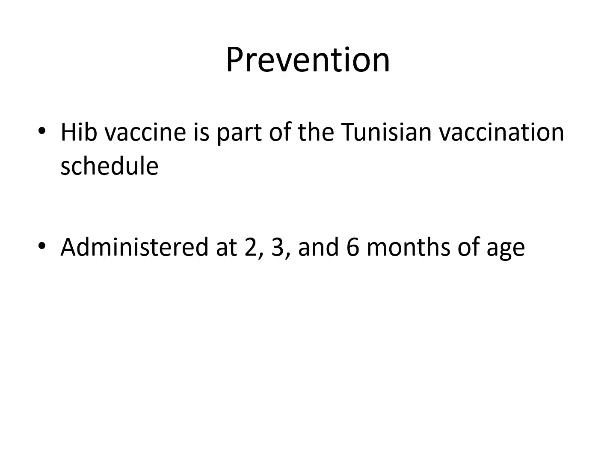Finally, prevention. The Hib vaccine is a crucial preventive measure and is part of the Tunisian vaccination schedule. It is administered to infants at 2, 3, and 6 months of age to protect them against invasive Haemophilus influenzae type B disease. This concludes our presentation on Haemophilus.